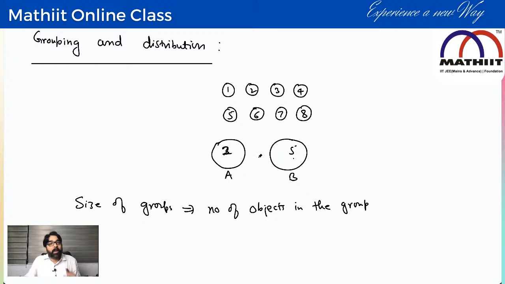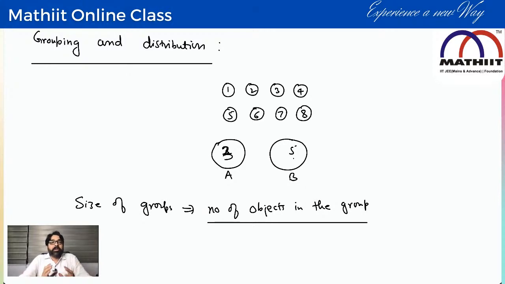So why is this kind of thing not possible? Because the total is 7 objects, but we have 8 objects. We should get a total summation of 8 objects. So 3, 5, yes, correct. 4, 4, correct. 0, 8, correct. There may be a chance that one group contains 0 objects and another group contains all 8 objects. So size of group means the number of objects in the group. I hope everybody is able to understand the point I'm trying to tell you.